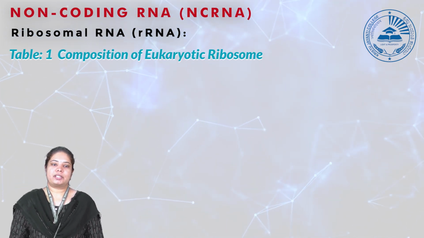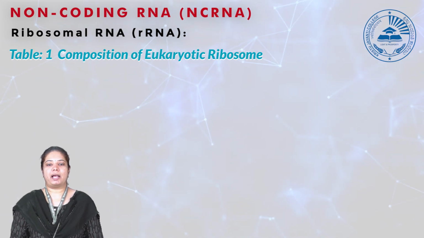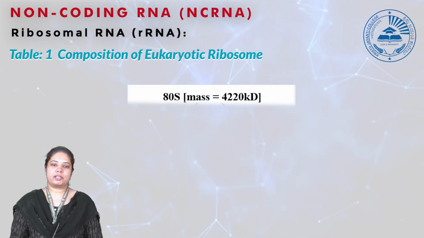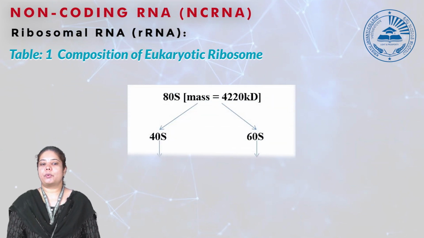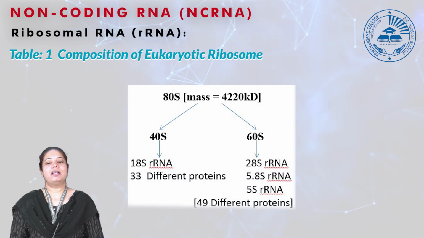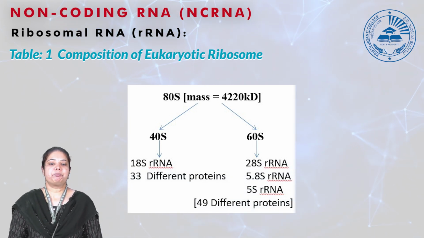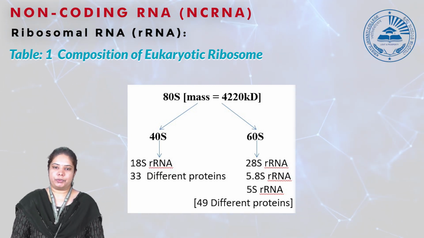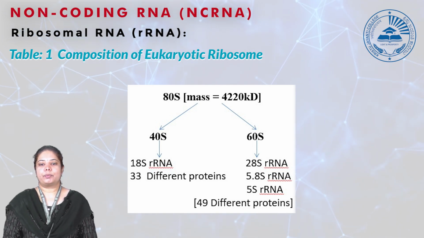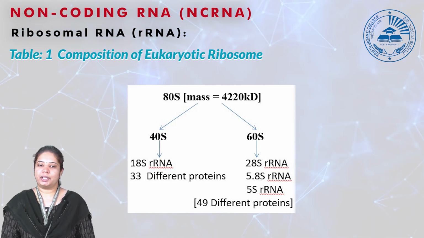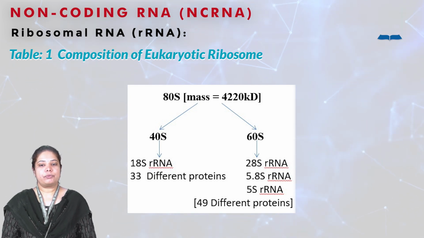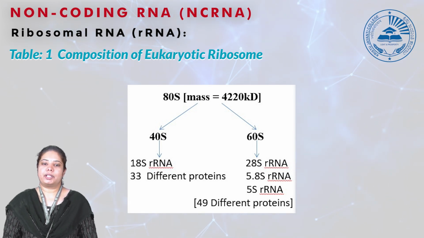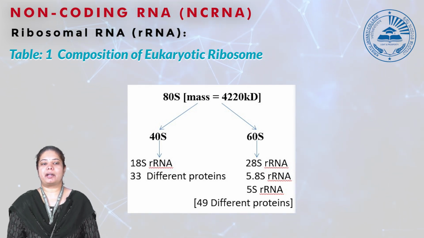In the eukaryotic cell, the eukaryotic ribosome, based on mass, is divided into two Svedberg units. One is the small subunit, and the other is the larger subunit. The smaller subunit is 40S, and the larger subunit is 60S. The 40S subunit contains 18S rRNA and 33 different types of proteins, whereas the 60S subunit has 28S rRNA, 5.8S rRNA and 5S rRNA, plus 49 different proteins. Together, these 33 and 49 proteins are all used for expressing the mRNA into protein.